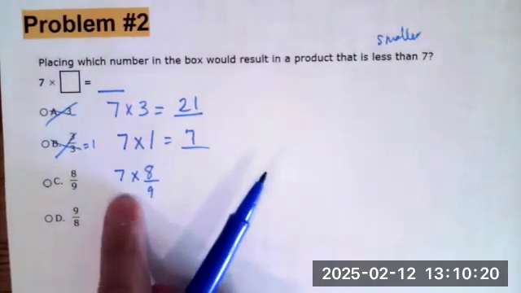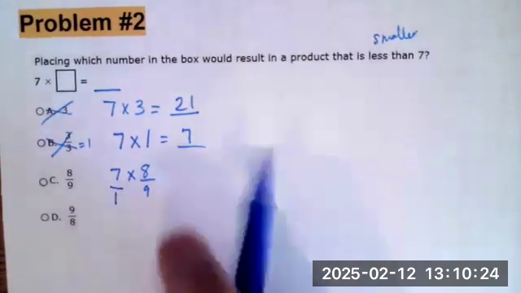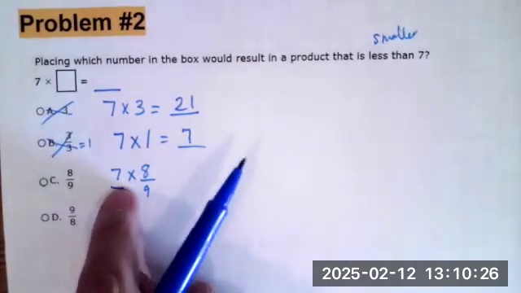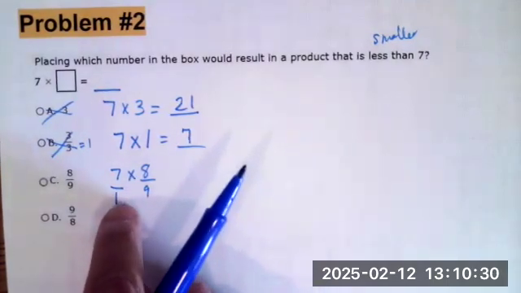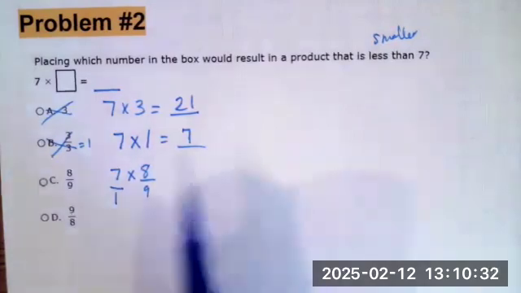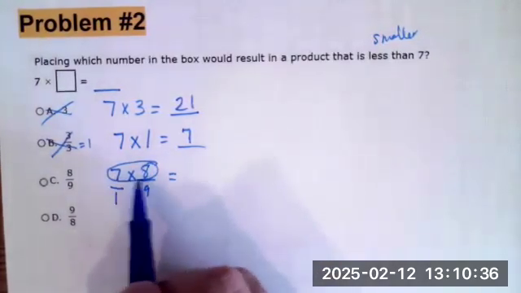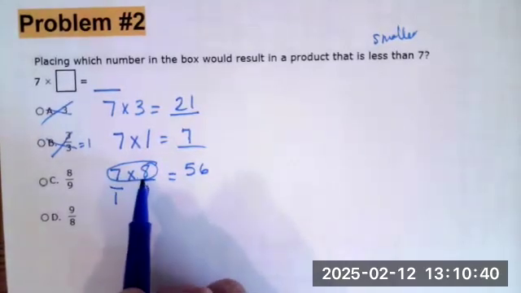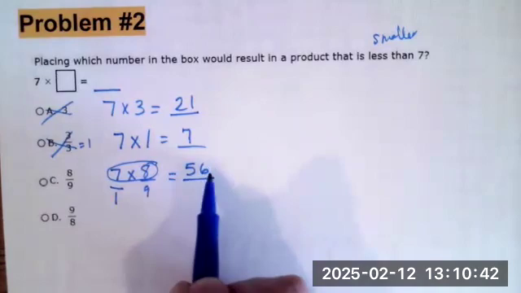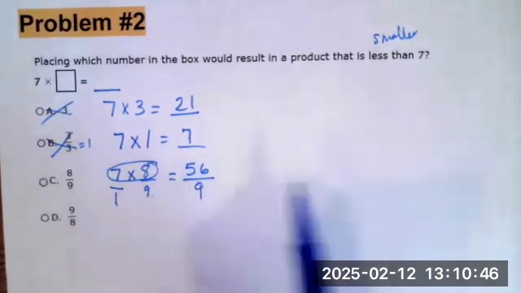Okay, so I have a whole number. We have 7 times 8/9. We're going to put a 1 under it, just so we can get it. Okay, so 7 times 8. This is my favorite multiplication problem in the whole world. It's everywhere you go. 7 times 8 is 7 groups of 8, or 56. Then we have 9, or 1 times 9, which is 9.